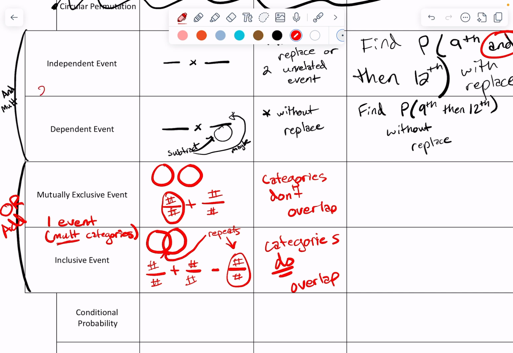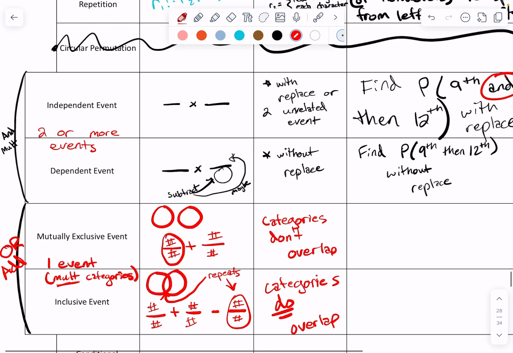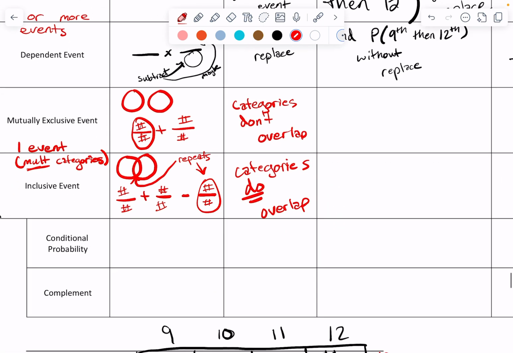Here it is 2 or more events. Like over here, I was choosing 2 students, right? That's how I know I need to multiply. Okay, all right, I'll try to go through this a little bit faster.